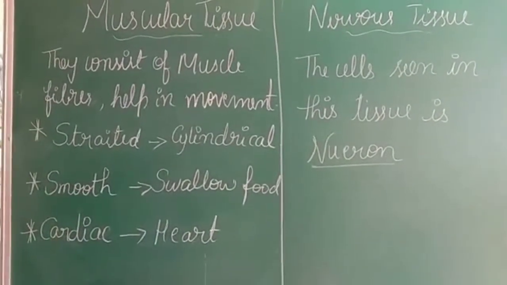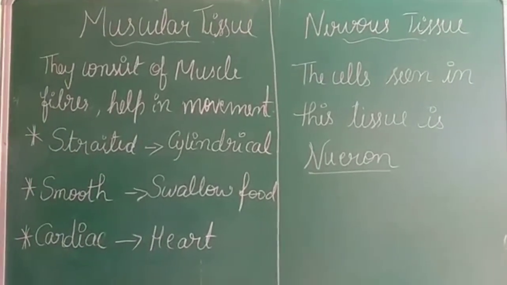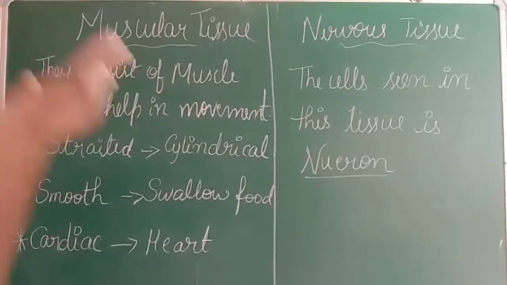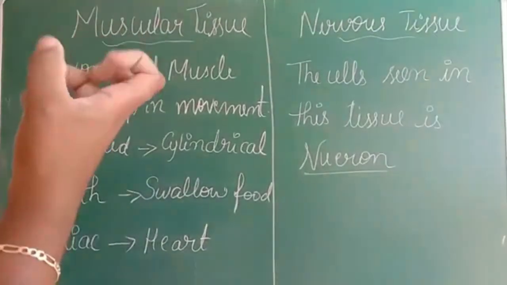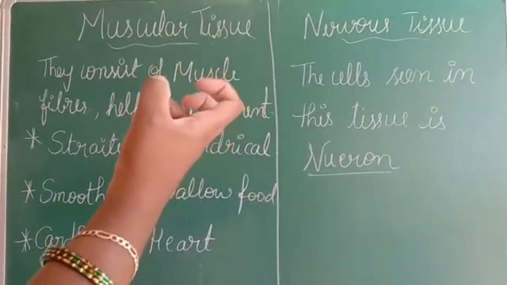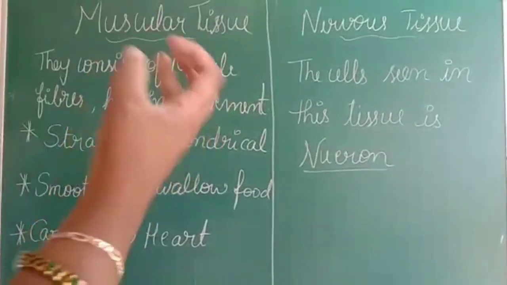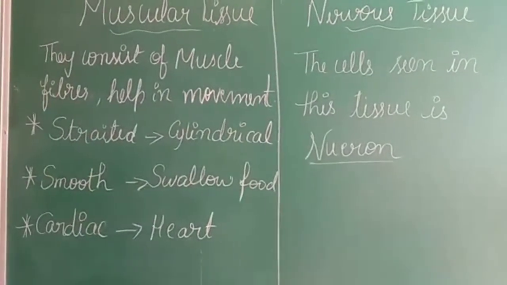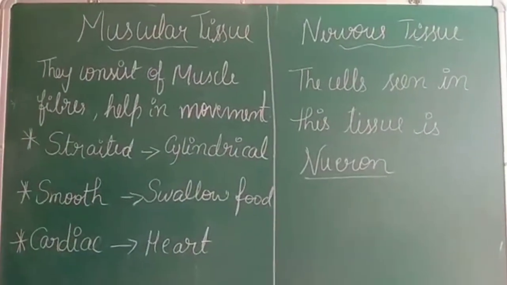And the last one is cardiac muscle. Cardiac muscle is situated on the heart. Whatever muscles you can see in the heart are called cardiac muscle. Why is cardiac muscle situated on the heart? Because of the rhythmic contraction and expansion, the heart keeps on beating, right? That beating of the heart is known as rhythmic contraction and expansion, and it can only be given by cardiac muscle. So these are some of the information about muscular tissue.